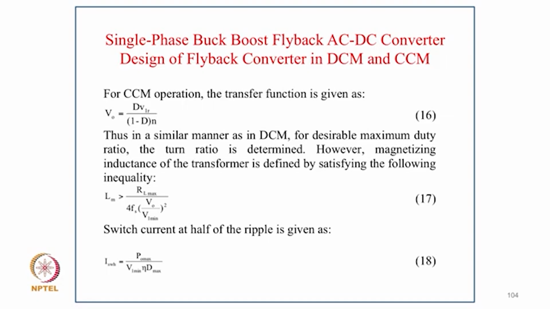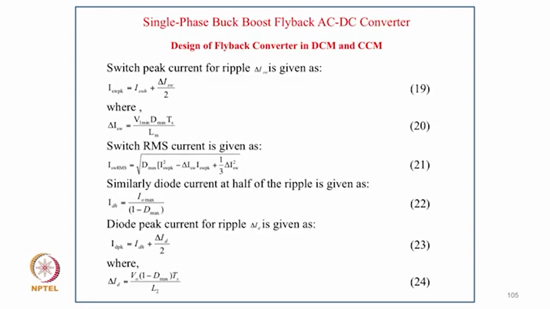Referring to the figure, switch current at half ripple is given as I switch equal to PO maximum divided by V1 minimum eta, that is efficiency, times D max. From the figure, switch current for ripple delta ISW is given as IS peak equal to ISW plus delta ISW by 2, where delta ISW is V1 minimum D max TS upon LM, and switch RMS current is given by IS RMS equal to under root D max in bracket IS peak square minus IS peak delta ISW plus one third delta ISW square.